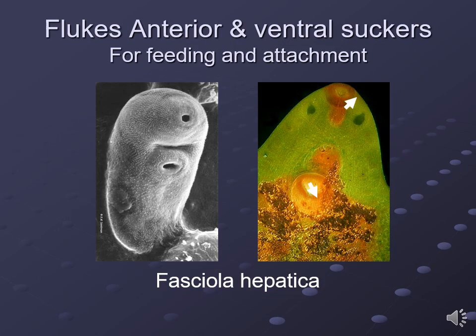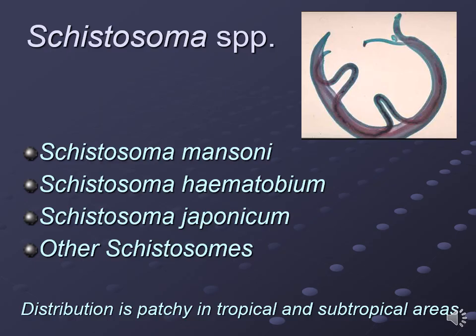And this is a scanning micrograph of Fasciola hepatica. You see it has two suckers: the anterior sucker for feeding at the tip of the Fasciola body, and then a ventral sucker, which is for attachment. It attaches itself to the tissues to be fixed, and it lives there.